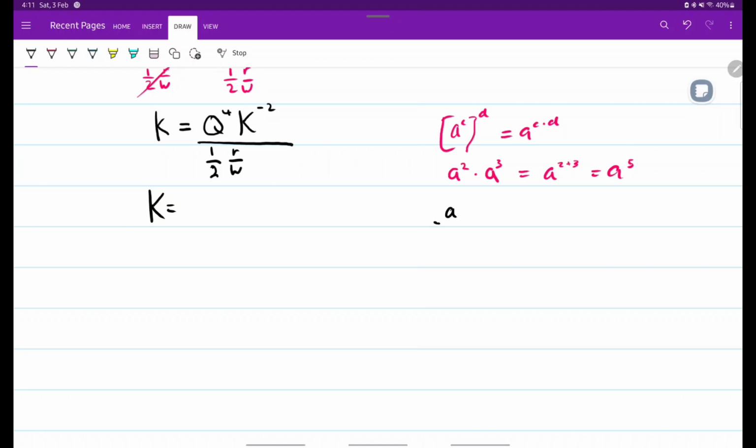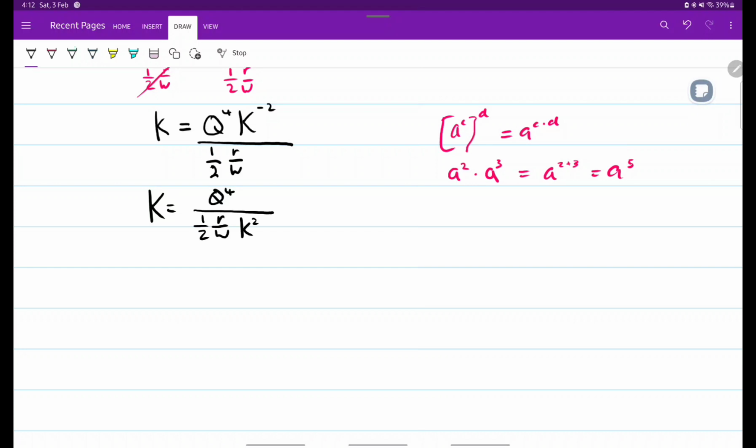What I wanted to tell you is that when you have a negative exponent of A and you bring that down, that becomes a positive exponent, which implies you will have q to the fourth over (1/2 times r over w) to the k to the second power.